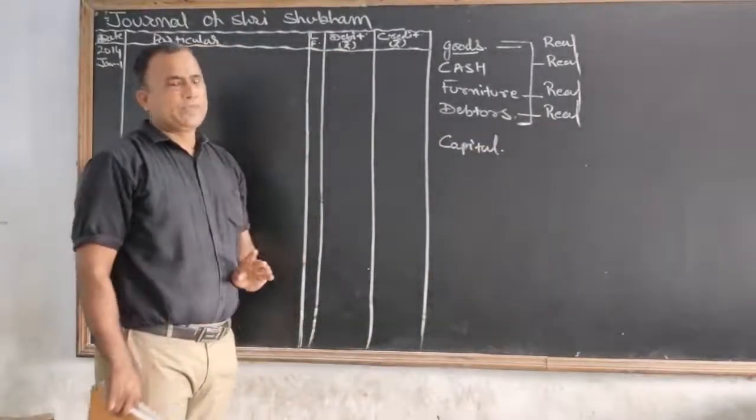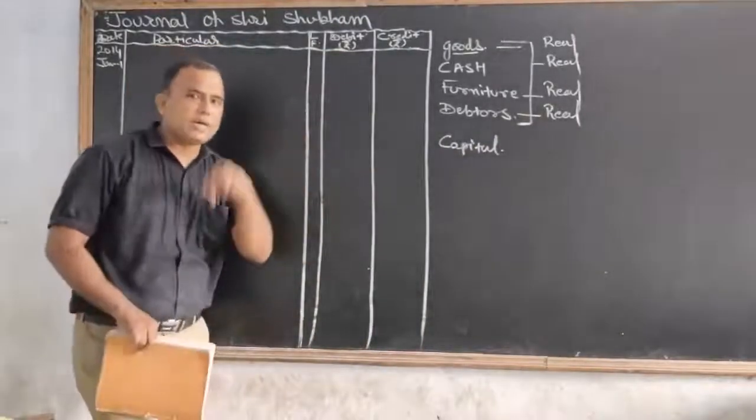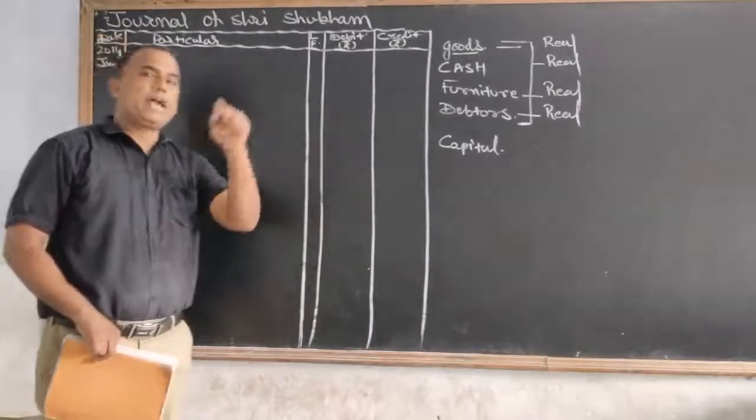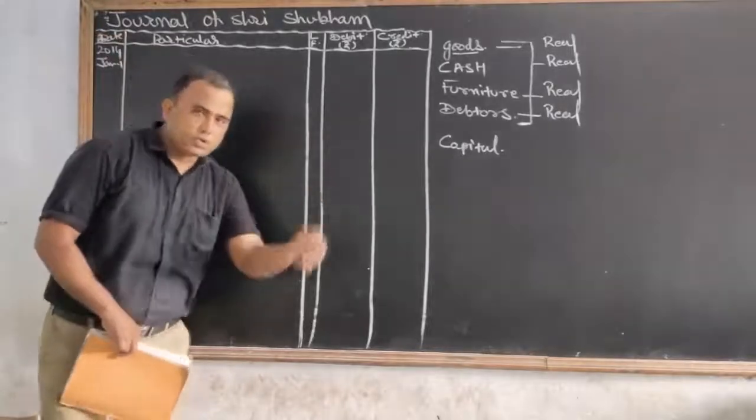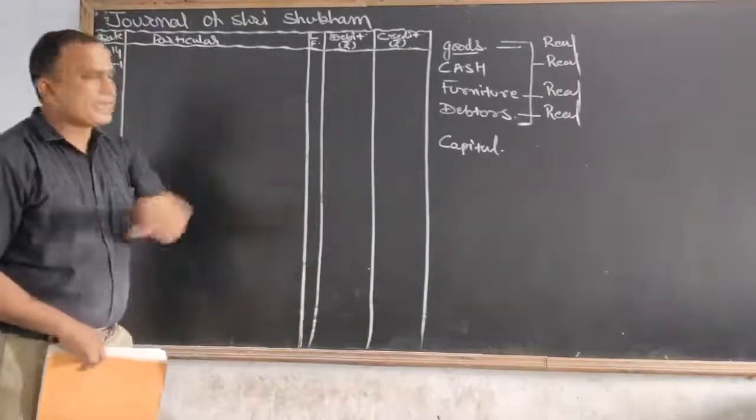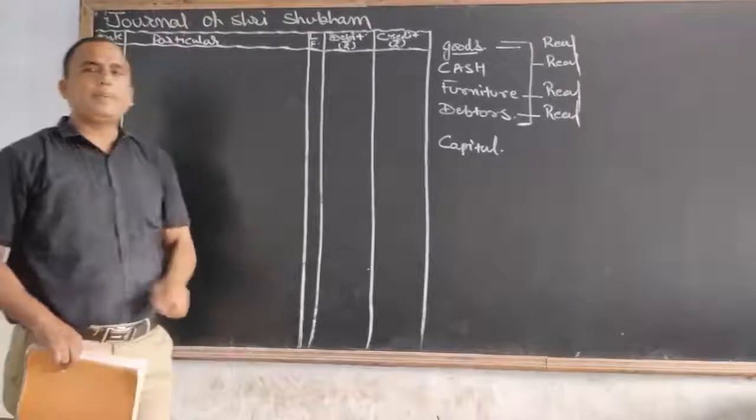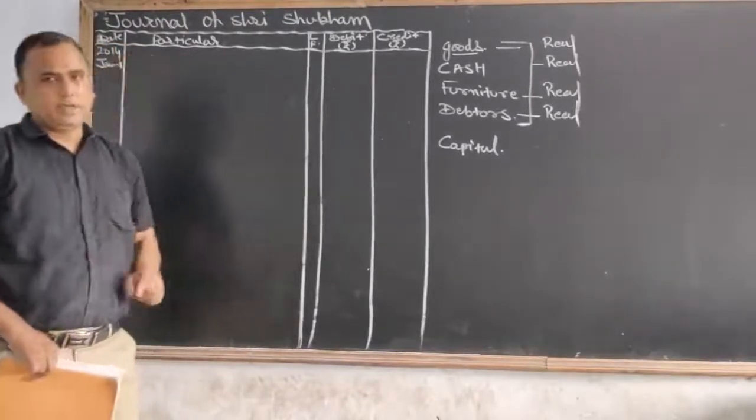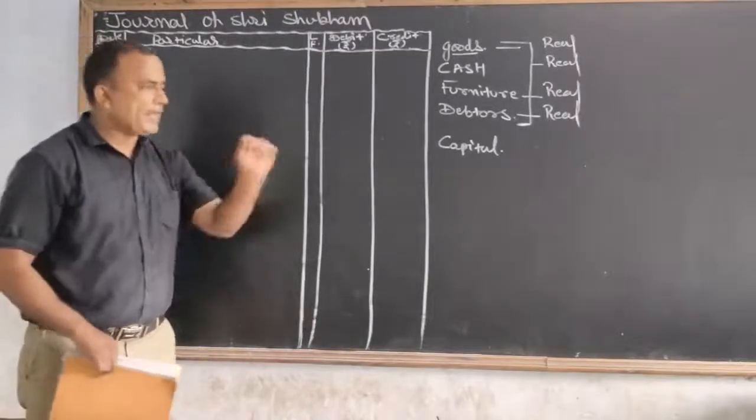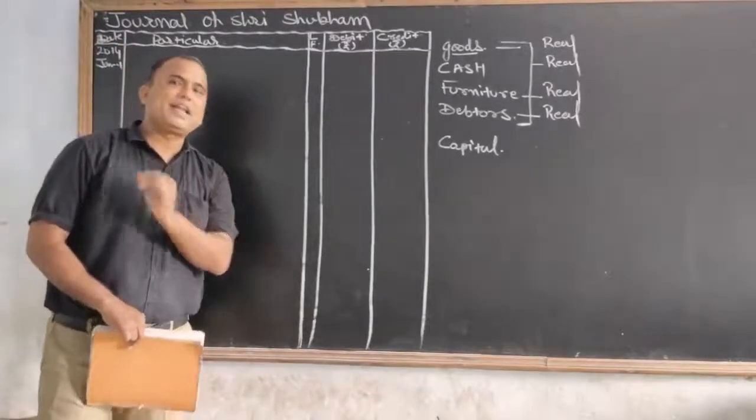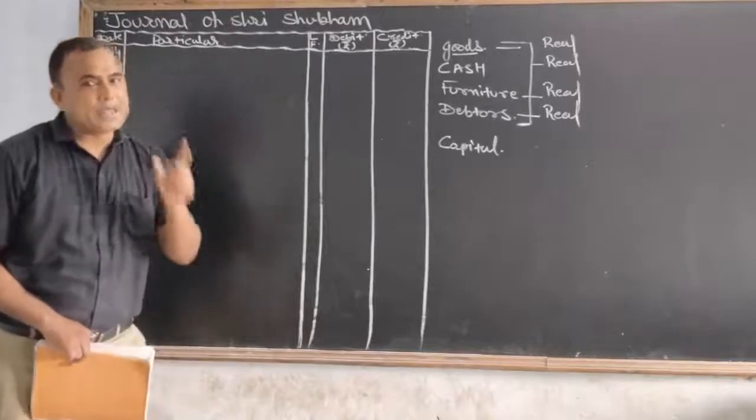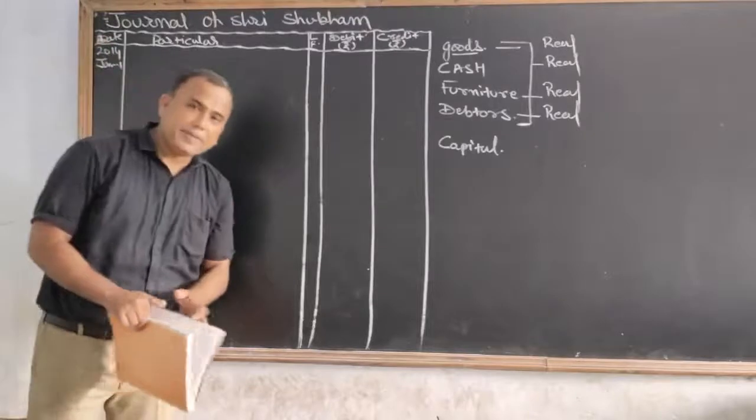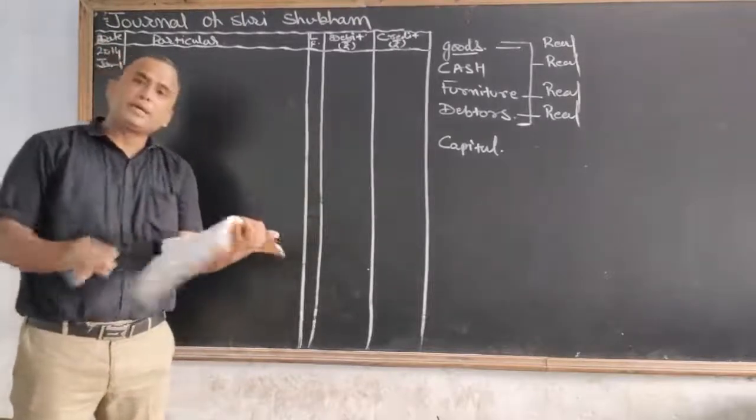Debit what comes in. So in this transaction, goods come in, cash comes in, furniture comes in, and debtors come in. So goods account debited, cash account debited, furniture account debited, debtors account debited, and all these assets are brought by the owner. So apply the rule for the personal account: capital is equal to credit the giver. The owner is the giver. That's why capital account should be there.